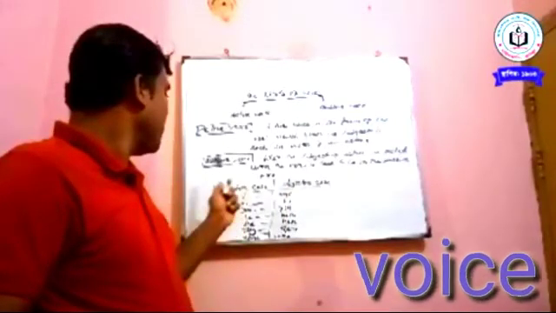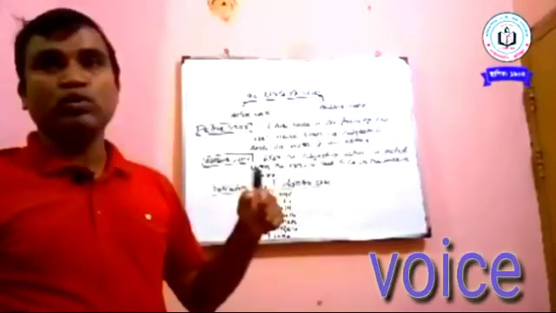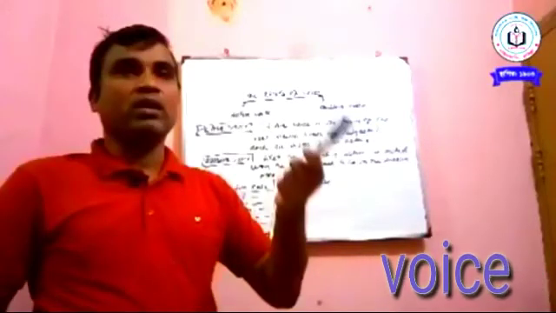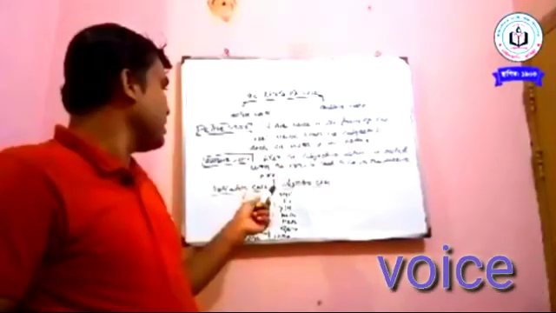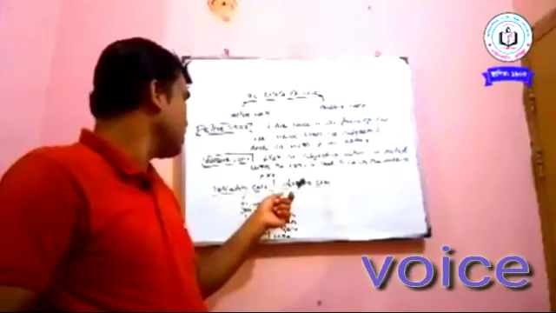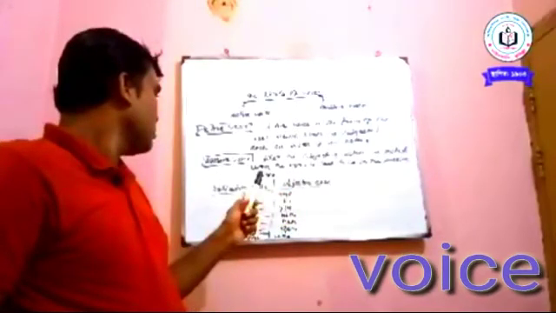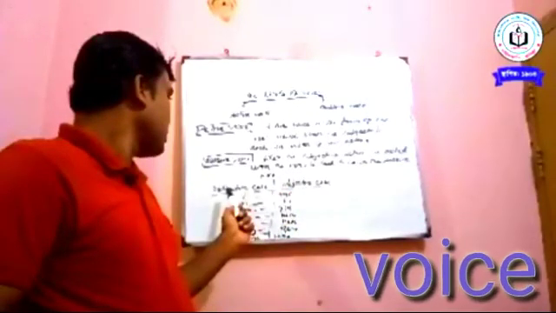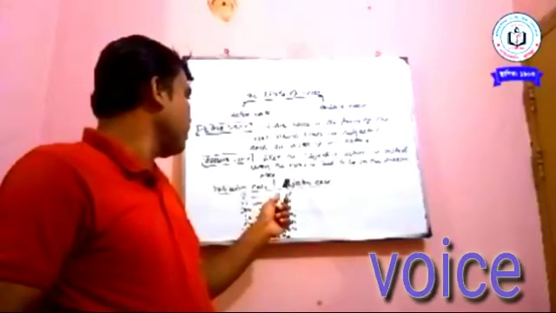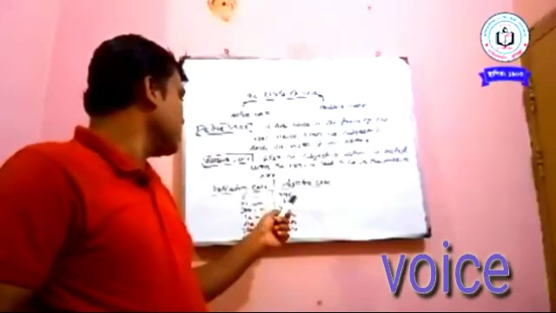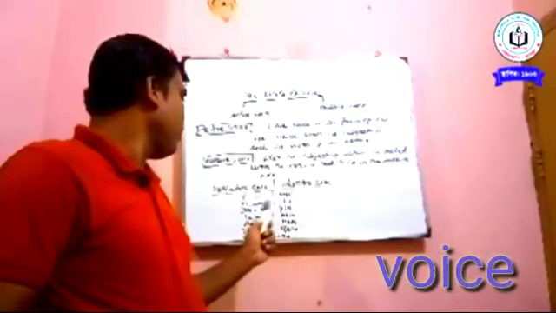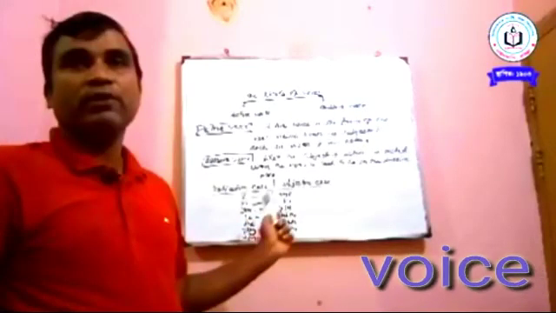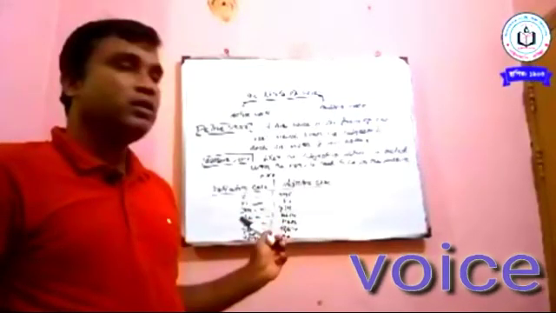Students, if you want to make passive voice, you have to know the subjective case and objective case, such as I for me, we for us, you for you, he for him, she for her, they for them, it for it, name for name.